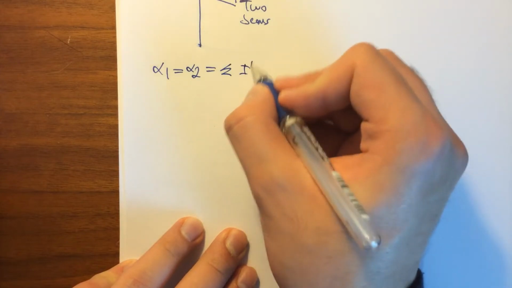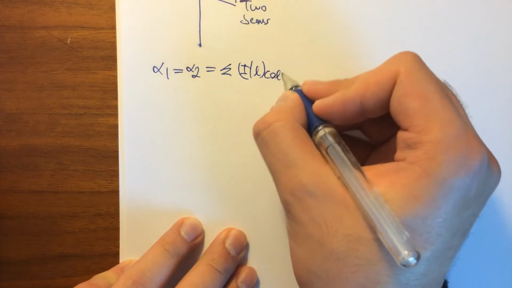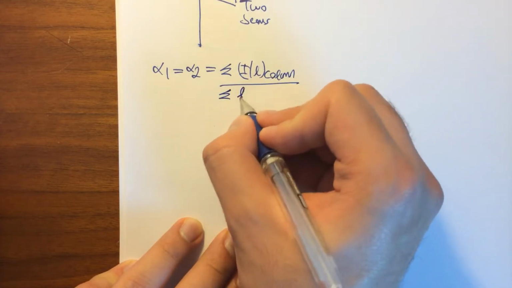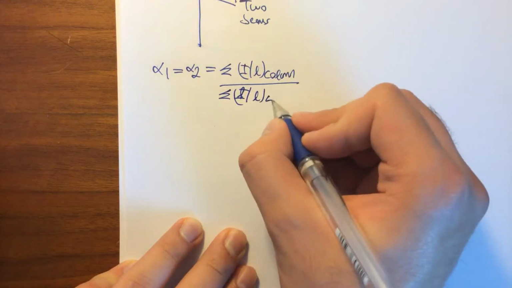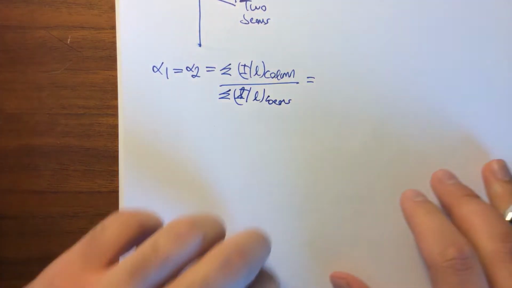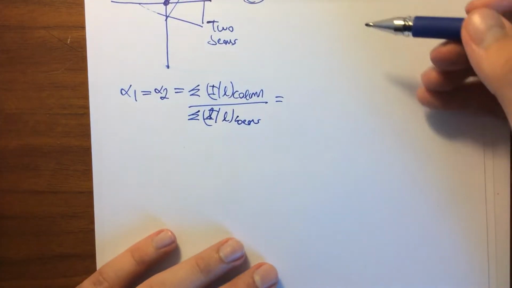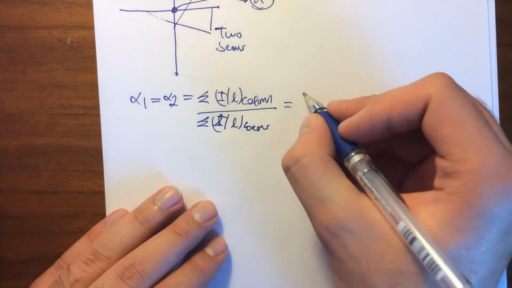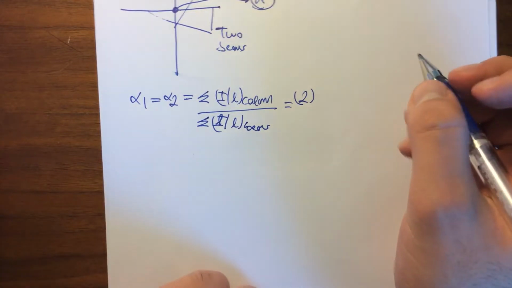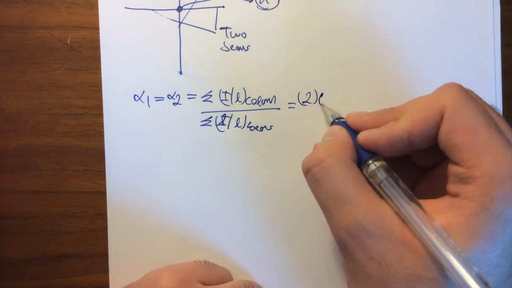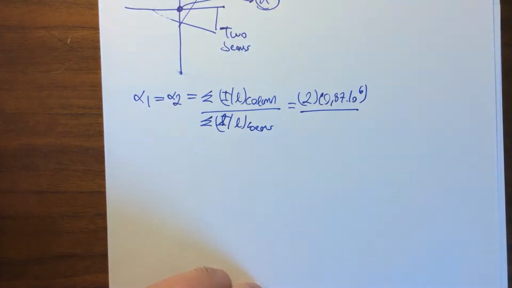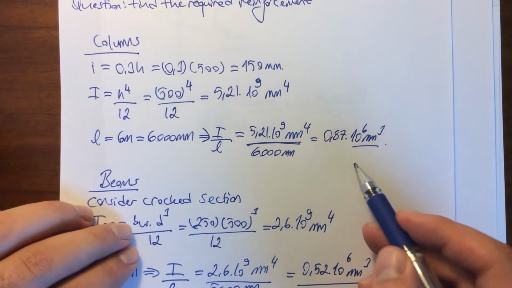Summation of the I/L ratio of the columns divided by the summation of the I/L ratio of the beams. And in that case, since we have two columns, we're going to multiply this with 2, and the I/L ratio for the column was 0.87 10 to the 6, which we have calculated here for the column.